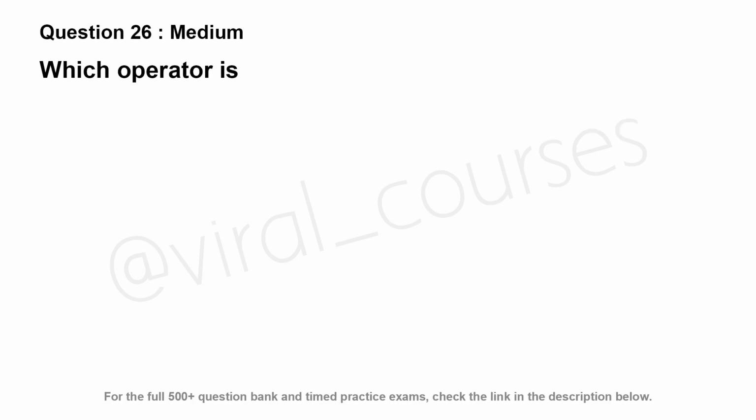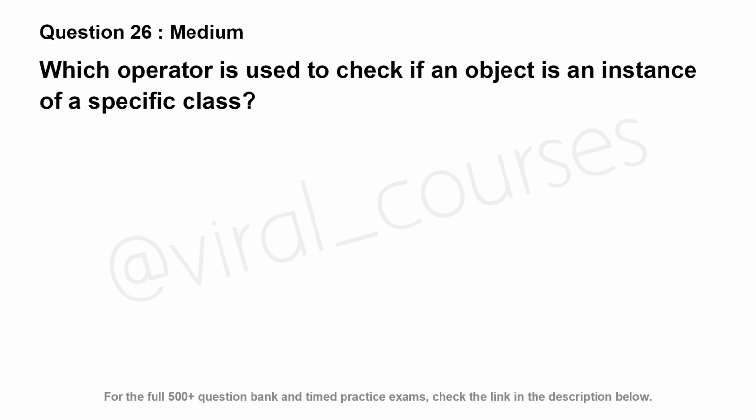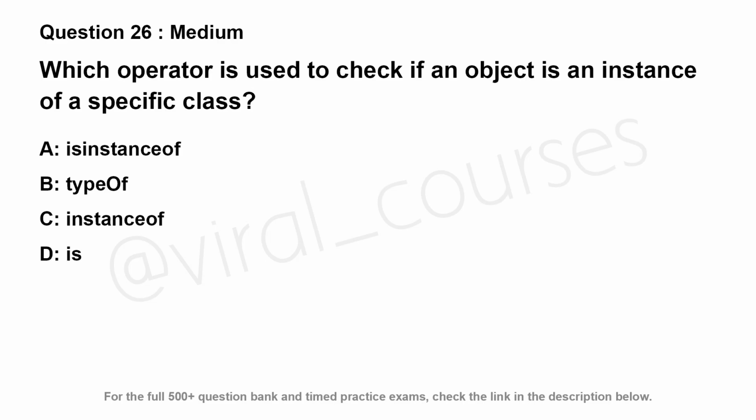Which operator is used to check if an object is an instance of a specific class? Option A is instanceof. Option B, typeof. Option C, instanceof. Option D, is.